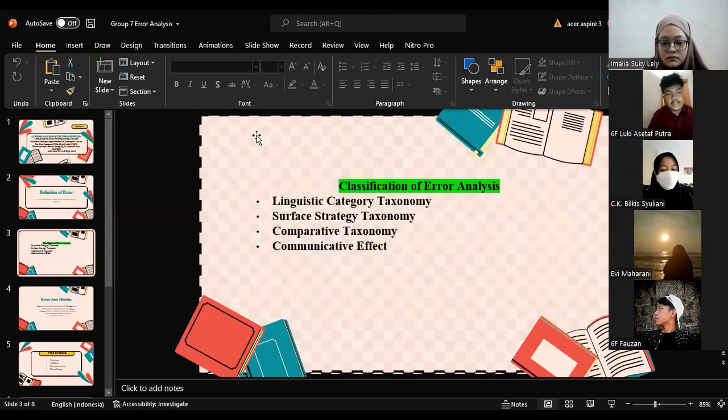And the third is classification of error analysis. First is linguistic category taxonomy. Dulay explains that linguistic category taxonomy classifies errors according to either or both the language component, including phonology (pronunciation), syntax and morphology (grammar), semantics and lexicon (meaning and vocabulary), and discourse style.